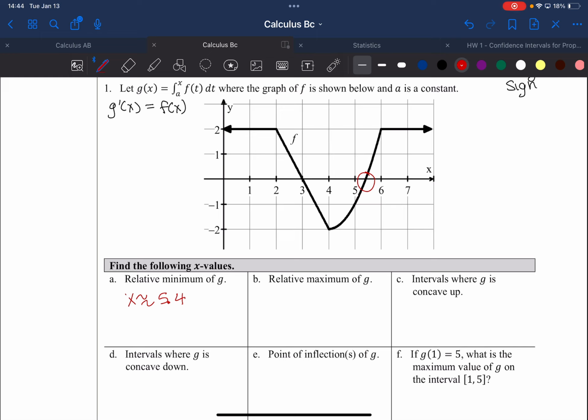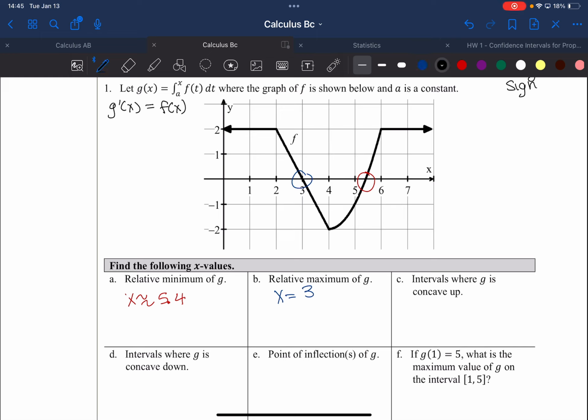Okay, and again, that was us finding the minimum, so we changed from negative to positive. Okay, we went from below the x-axis to above the x-axis. Okay, relative minimum is going to be the opposite, and that one is going to be x equals 3. Because this is when we are changing signs from positive to negative versus the minimum was negative to positive.